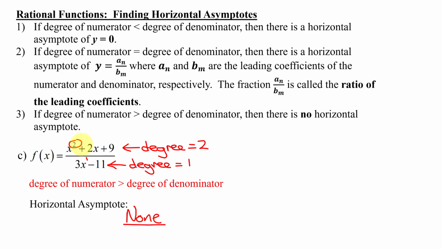And in this case, the degree of the numerator is 1 more than the degree of the denominator, and this example will have a slant or oblique asymptote, but that is the topic for another video.